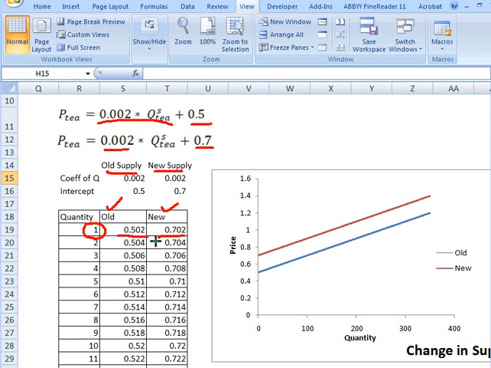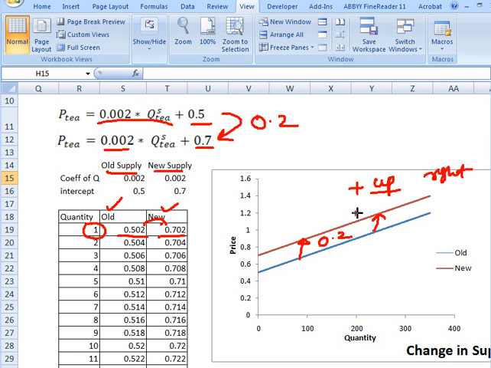So your price has increased, and the difference between these two is how much? 0.2. For all the units you will find there is an exact difference of 0.2. So we say the supply curve is increasing by 0.2. This was our earlier supply curve, and a shift in the supply curve has happened. Please note that the shift is upside.